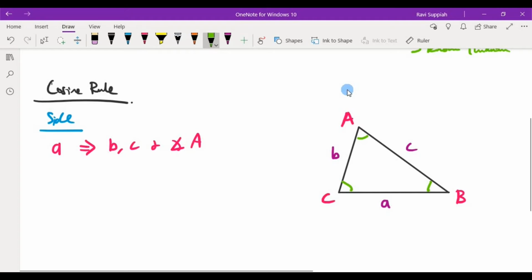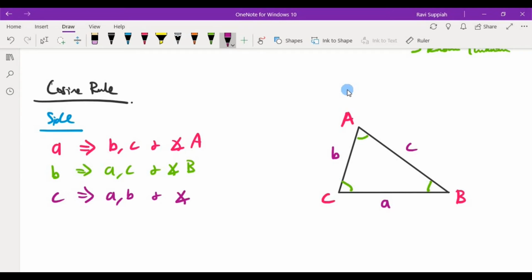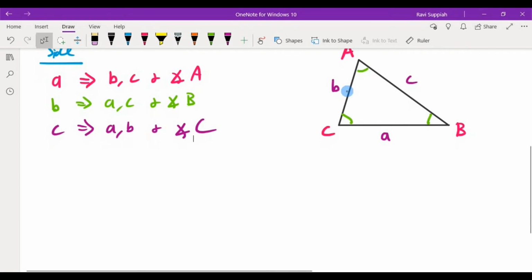Okay, if I want to find side B, I need to know A, C and angle B. And if I want to find C, I need to know A, B and angle C. Alright, so let's see how you can apply the rule.